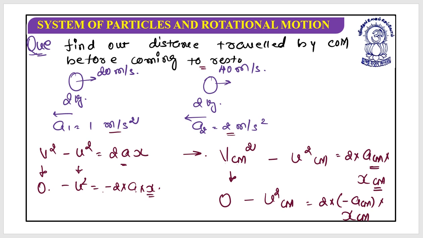multiplied by xcm. So you need to find out the ucm and square it. Then you need to find out the acm. And if you are able to solve this too, then you will have xcm. I hope this is clear. Yes, is it clear? So let's do it one by one.